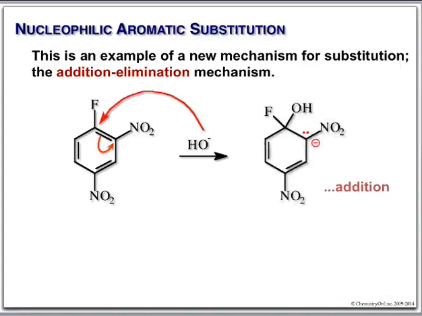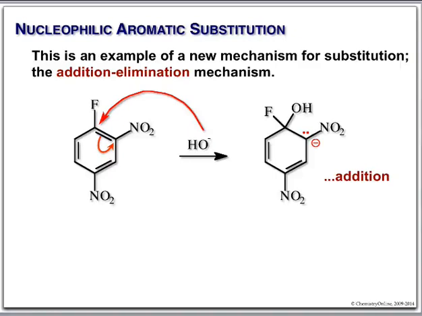If it added here, we have to get rid of this electron pair. So let's take and just move it to the next carbon. So what we have done is an addition. We have added the nucleophile to the ring. Instead of electrophilic aromatic substitution, this is called nucleophilic aromatic substitution, because our nucleophile adds to the ring.